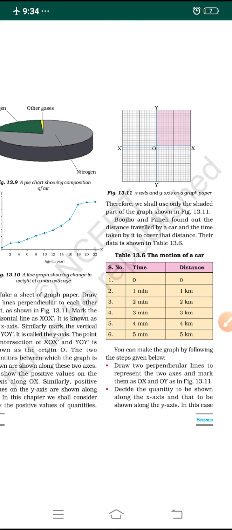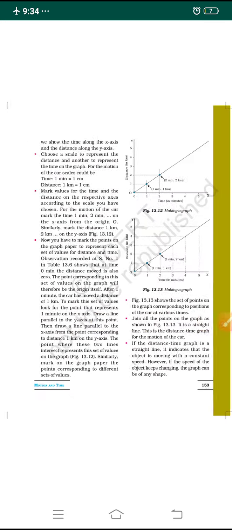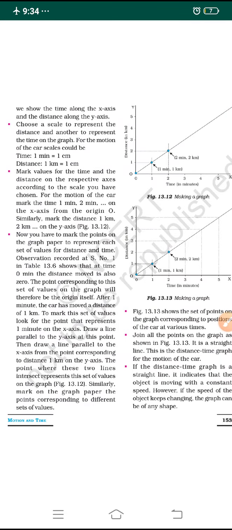Further, there are some steps. The first step is that you have to draw two perpendicular lines to represent the two axes, and mark them as OX and OY. Then you have to decide which quantity to show along the x-axis and which along the y-axis. In this case, you show the time taken along the x-axis and the distance traveled along the y-axis. The next point is that you have to choose a particular scale to represent the time and distance on the graph.